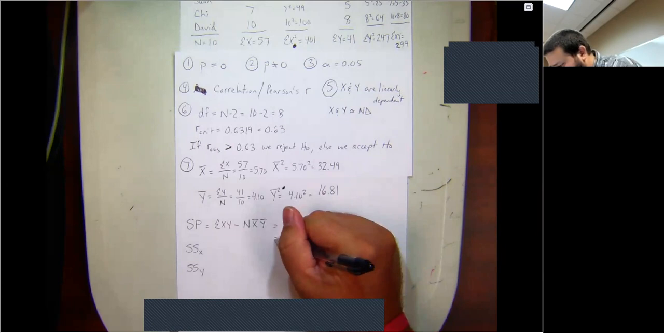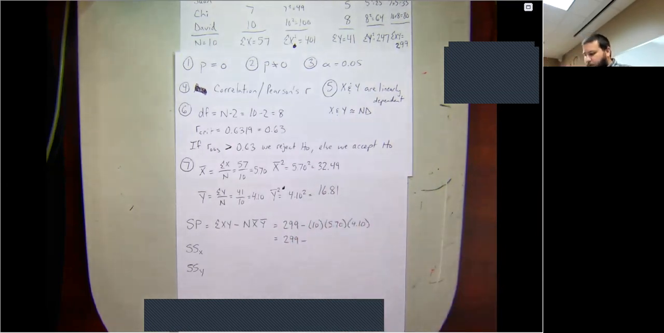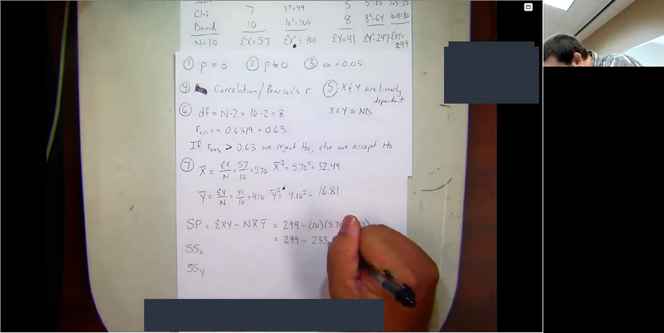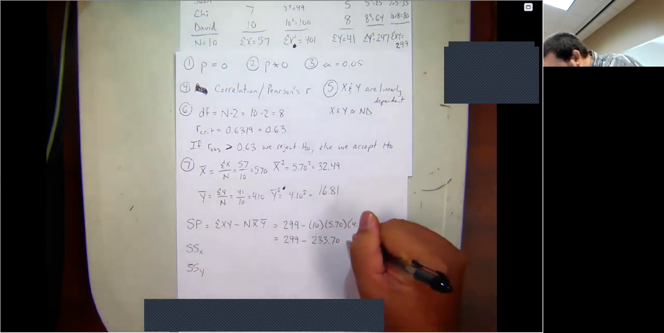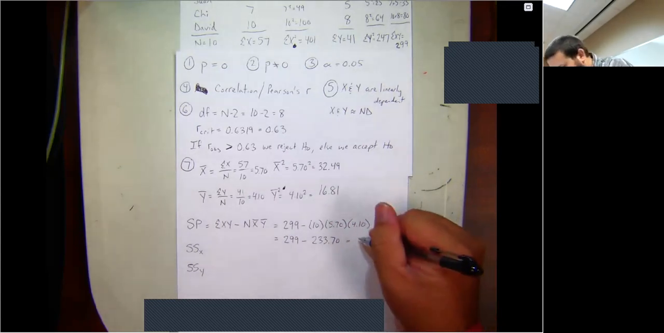So this is equal to 299 minus, if you take 10 times 5.7, you're going to get 57. And if you multiply 57 by 4.1, then you're going to get 233.7. And 299 minus 233.7 is 65.3.